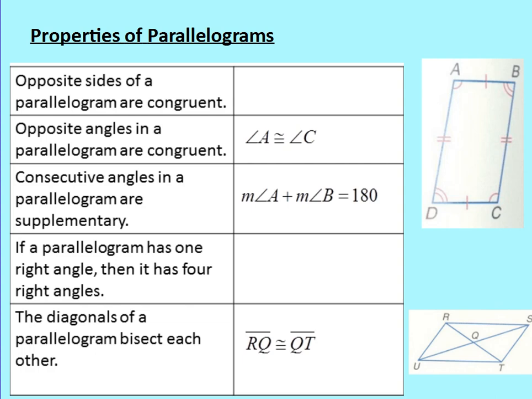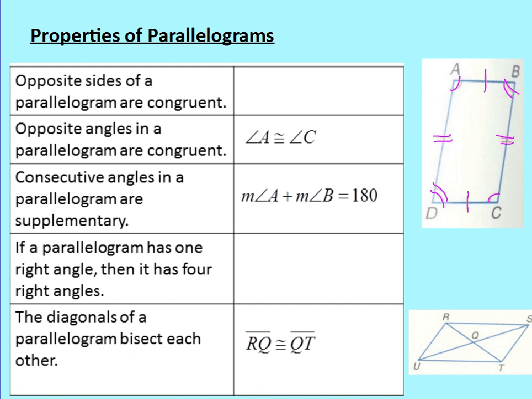We have a few properties of parallelograms. The first one, the opposite sides of a parallelogram are congruent. So if we look at this example, we know segment AB and CD are congruent. We also know that AD and BC will be congruent. We also know that the opposite angles in a parallelogram will be congruent. So angle A and angle C are congruent, and angle B and angle D are congruent.